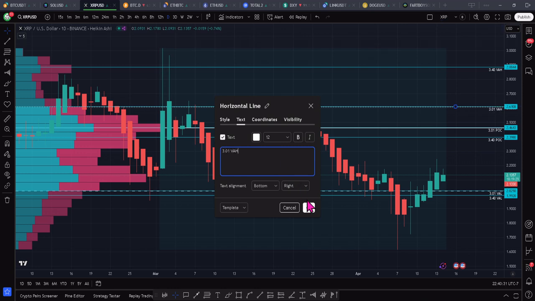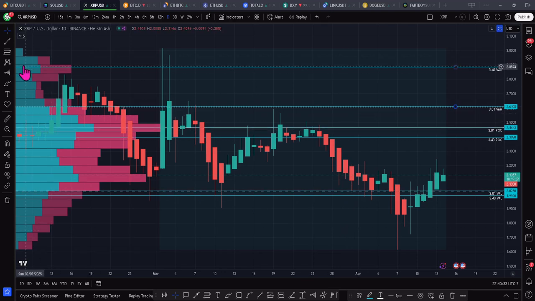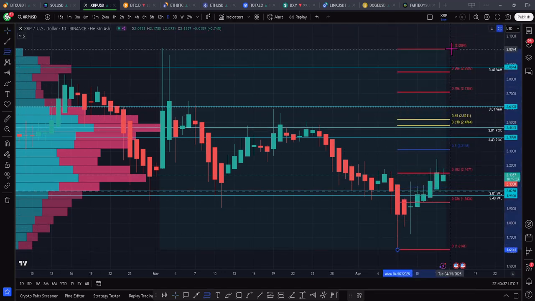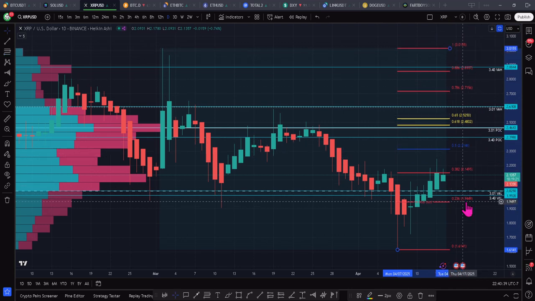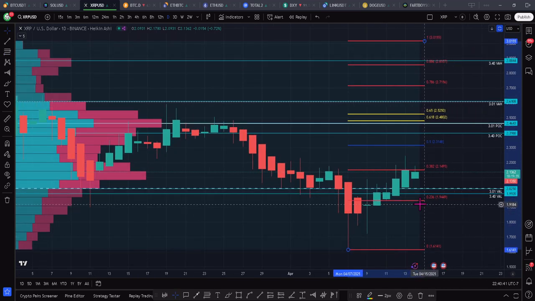Value area high. We have those marked out. Now we take Fibonacci level, low, high, and now we'd be able to identify that this zone here, a little bit more illustrative.